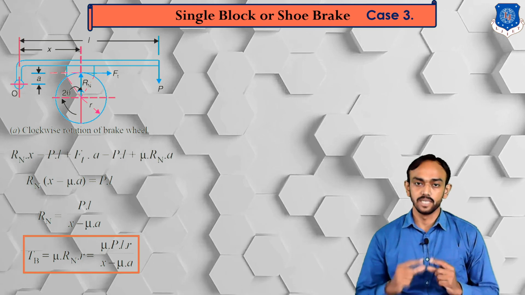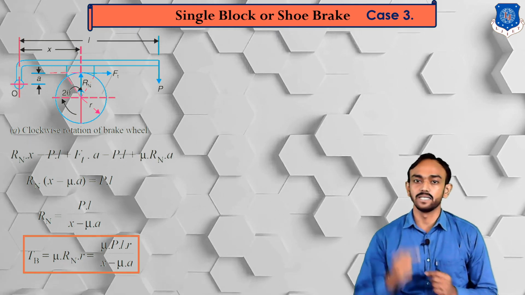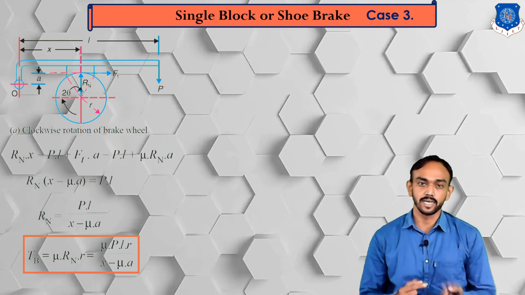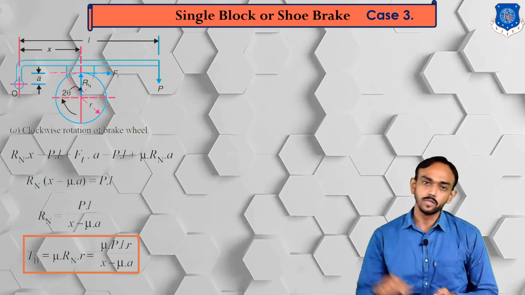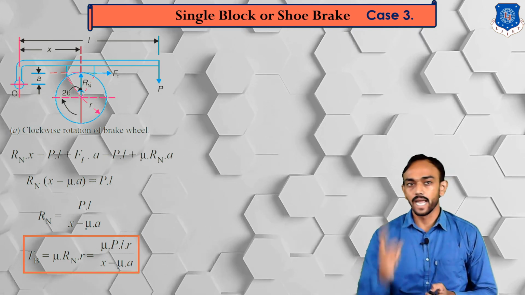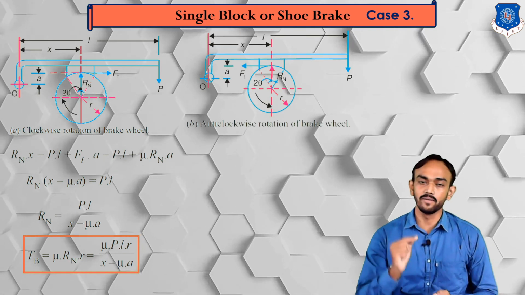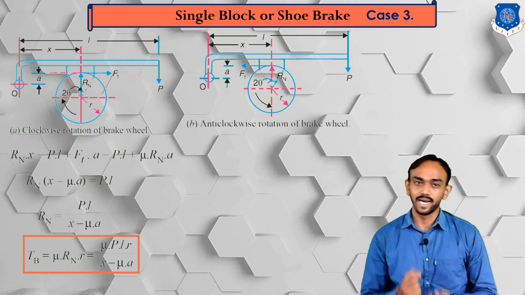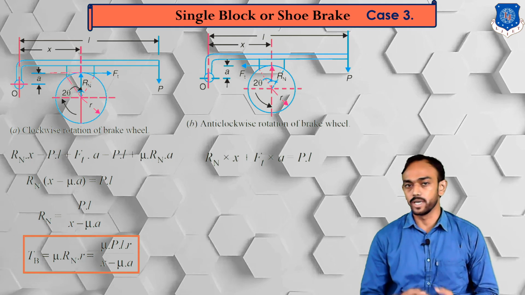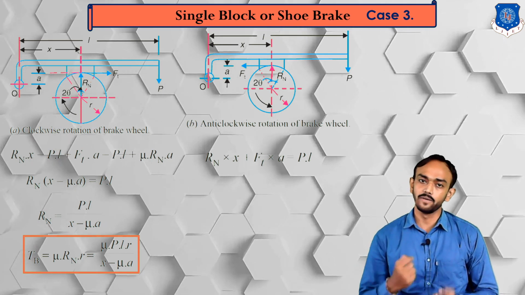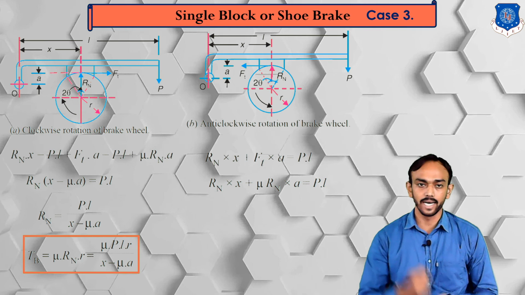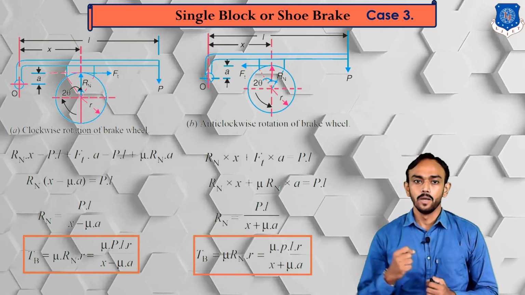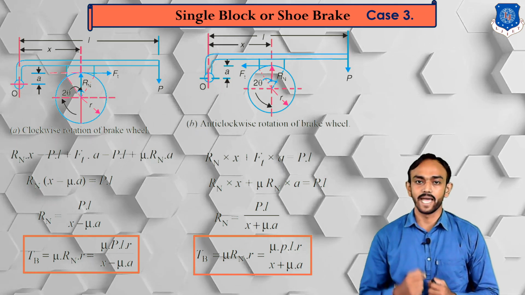Remember that this is case number 3, in which Ft, the frictional force, is above the pivot point. But there is also a second criterion we can take: the wheel is rotating anti-clockwise. So the direction of Ft will be changed. And when we take the moment, you can see Rn into X plus Ft into A is equal to PL. Now put the value of Ft, which is equal to mu into Rn, and our final formula will be braking torque is equal to mu into PL into R divided by X plus mu A.